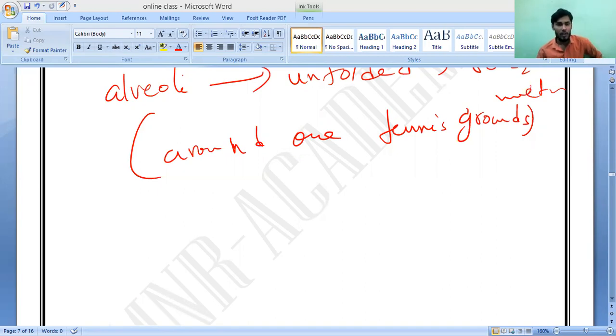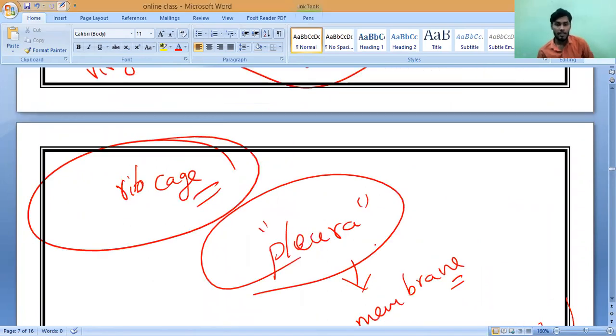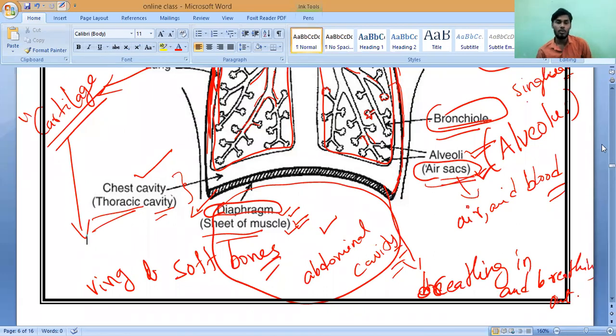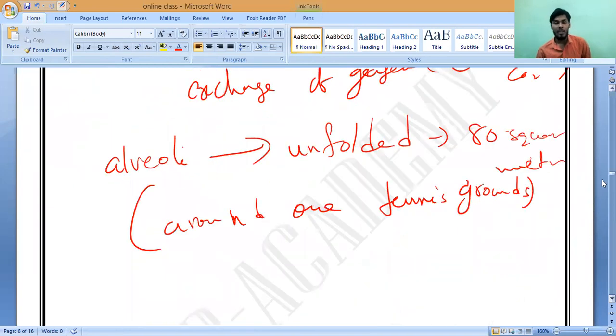Diaphragm. What is the use of diaphragm? Breathing in and breathing out. Correct. Expansion and relaxation. So the diaphragm is a sheet of muscles below the lungs. Understand? It will help in breathing in and breathing out. That is the use of diaphragm. So this is all what we should call as the chest cavity, or else our respiratory system.